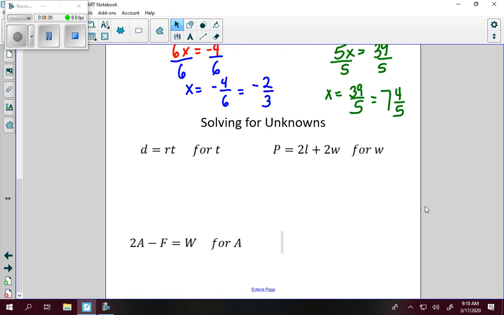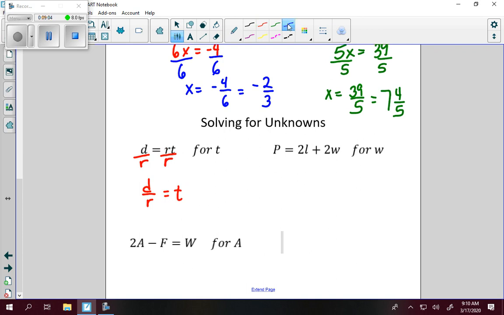When we solve for unknowns, remember we have solved for t, so in other words, I have to get t by itself. In order to get t by itself, it's not attached with a plus or minus sign, it's attached with multiplication, so I have to divide to get rid of anything attached to t, and I just have d over r equals t.